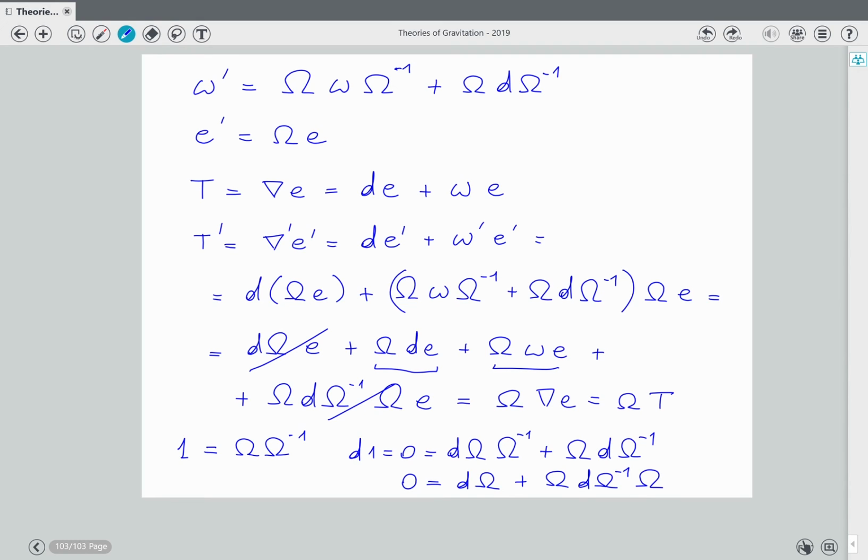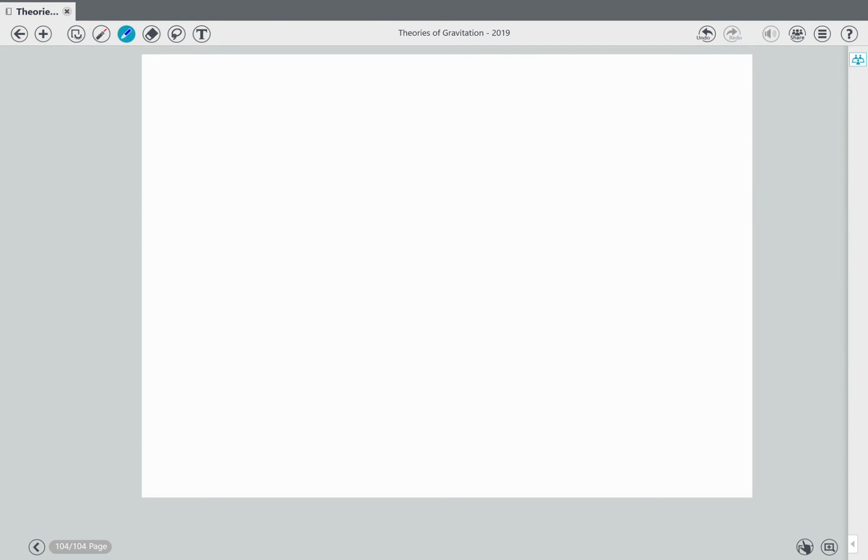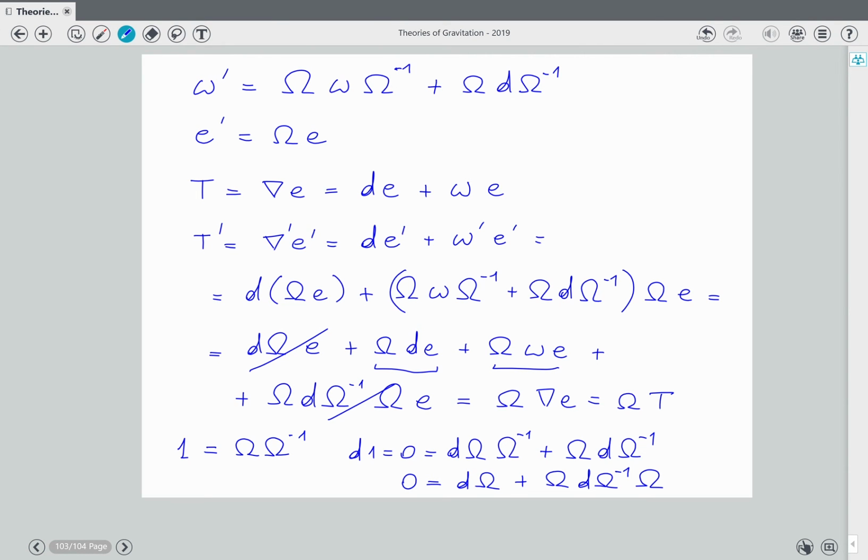We can repeat this for the curvature R, that's a 2-form, and we recall that this is its definition. So if you want its transformed version, you have to calculate this object. Omega prime, we just replace it with what it is.